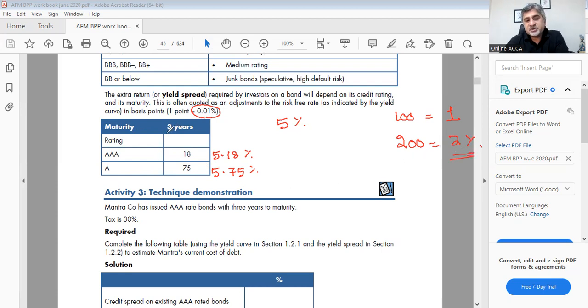So if you see that it is a 3 years bond with AAA rating, if the risk-free rate was 5%, then this bond will be giving only 5.18, a very little difference, because it is a very healthy bond. But in case of a bond which is A, you have to pay 75 basis point above the risk-free rate, which means you would be offering 5.75. Below that, no investor will invest in your bond. And the difference between this 5 and 5.75, that is called yield spread. The difference between your risk-free rate and the actual offered rate.